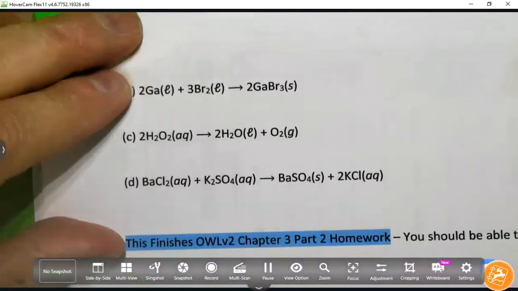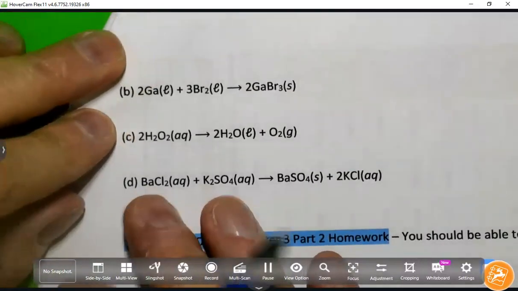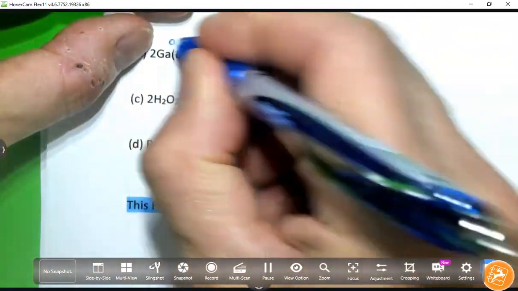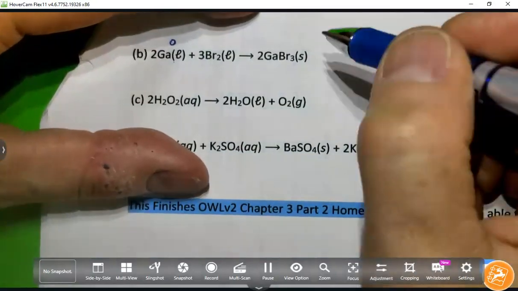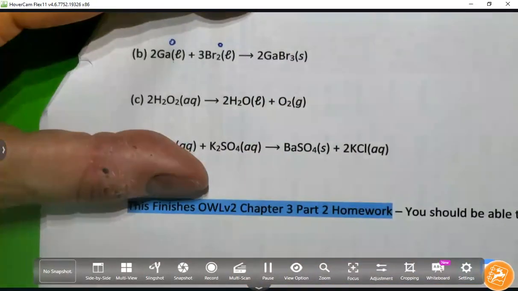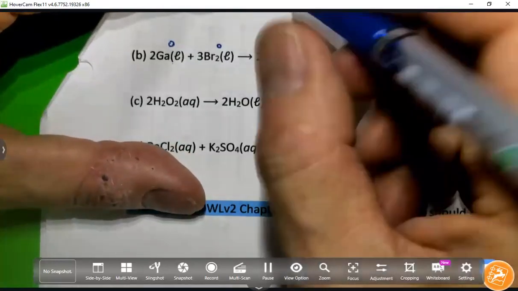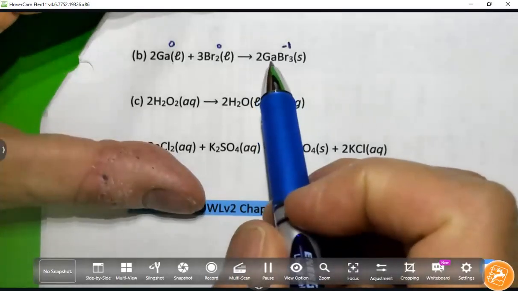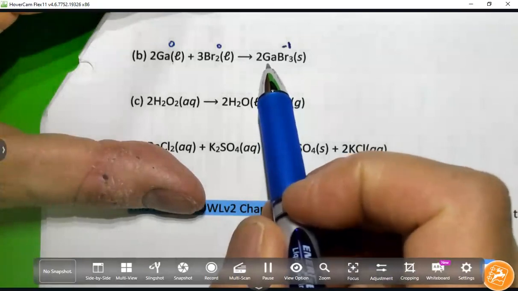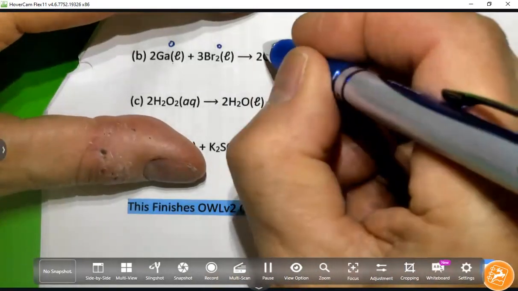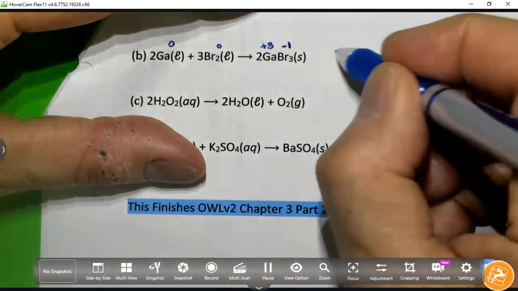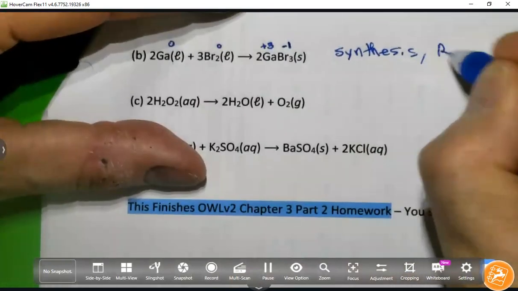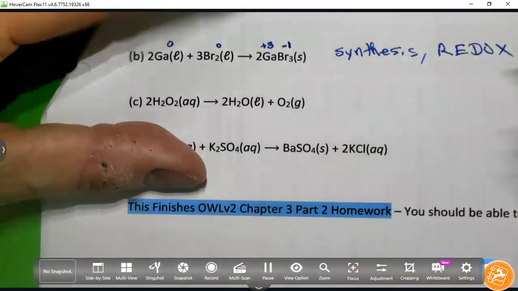Is letter B oxidation reduction? Absolutely, for sure. You've got something sitting here by itself. What is the charge of gallium by itself? 0. What's the charge of bromine here by itself? 0. Then bromide is -1. So this makes this gallium +3. And what type of reaction is this? Synthesis or combination. And it is also oxidation reduction or redox.